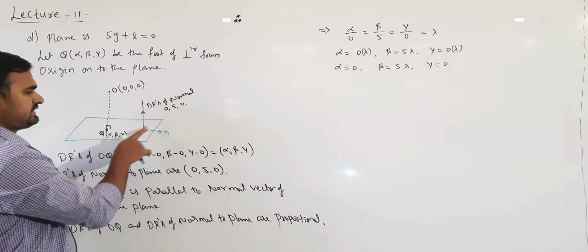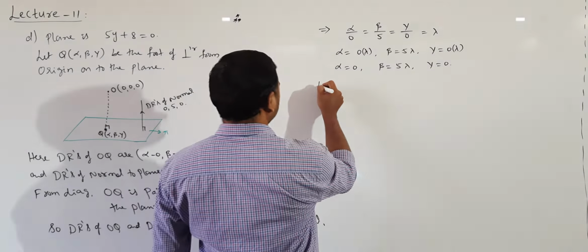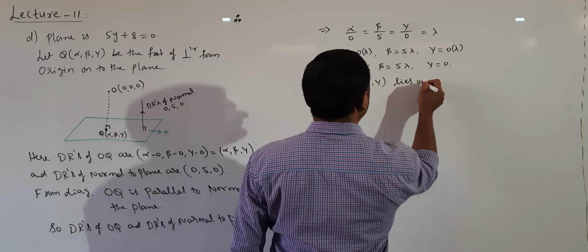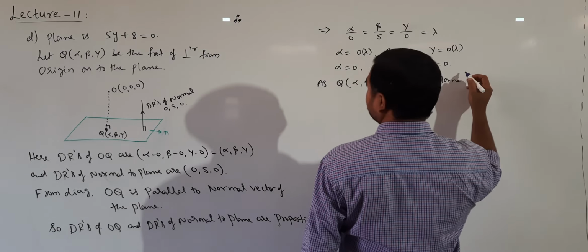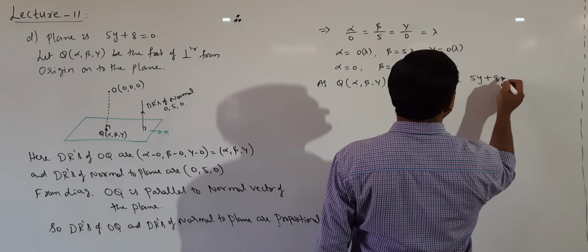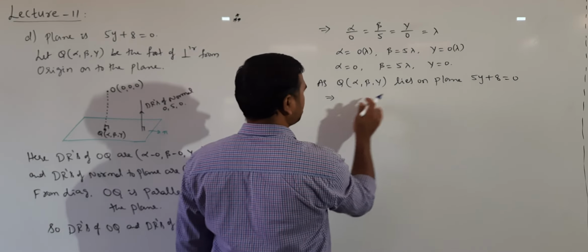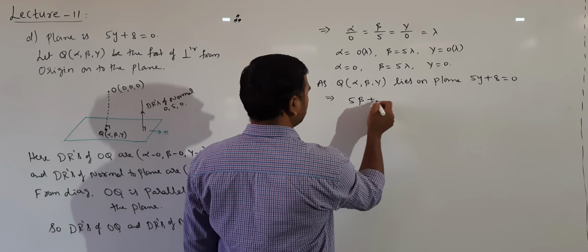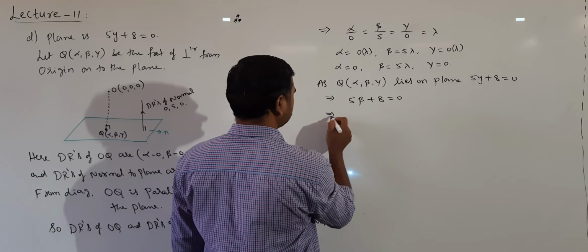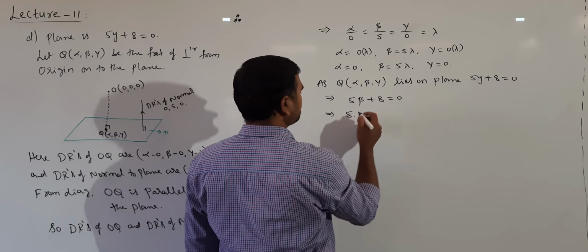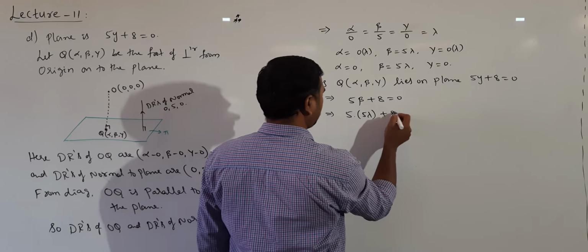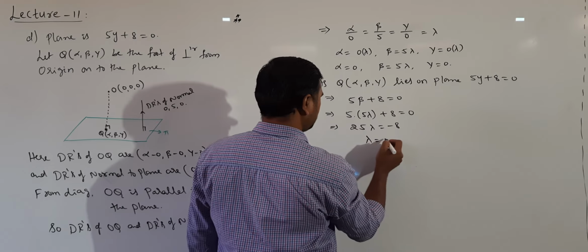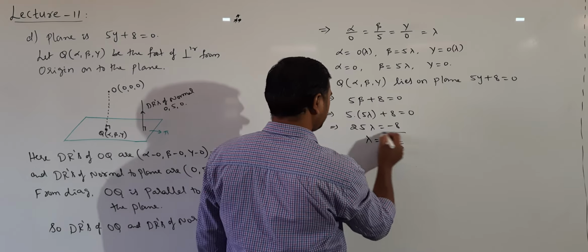Using the concept that Q lies on the plane, as Q (alpha, beta, gamma) lies on the plane. What is the plane equation? 5y plus 8 is equal to 0. So it should satisfy the equation. Substitute alpha, beta, gamma in place of x, y, z. 5 into beta plus 8 is equal to 0. What is beta? Beta is 5 lambda, so 25 lambda plus 8 is equal to 0. So 25 lambda is minus 8, lambda is minus 8 by 25.